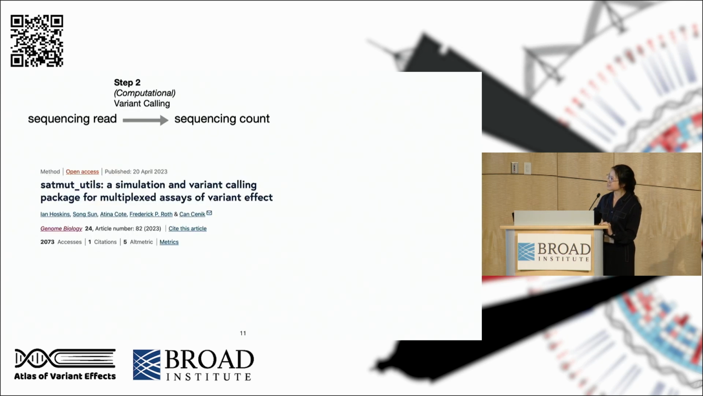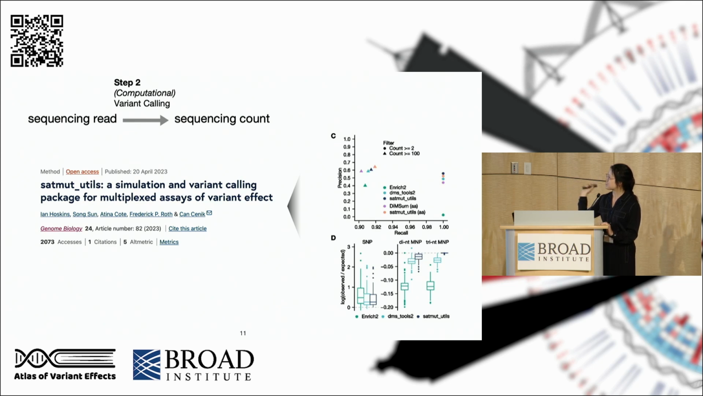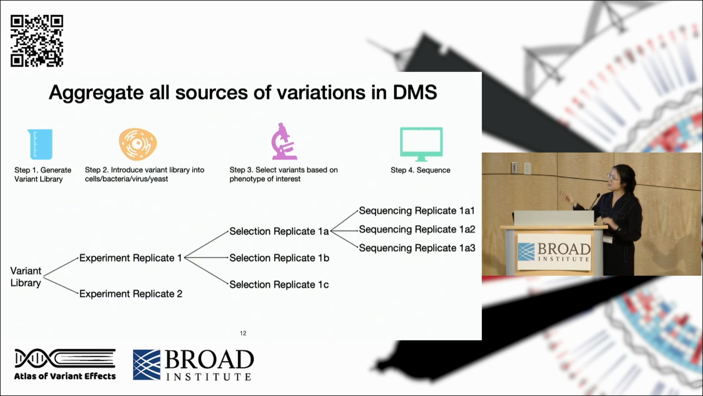Right. And adding on to that, we have the variant calling step. There's an interesting paper published last year called SAM-Utils that benchmarks different variant calling methods, including popular ones like Enrich2, DMS tools, and DIM-SUM. And they all achieve different precision and recall. Aggregating all sorts of variation in DMS, you're going to get a somewhat noisy estimate for sure.